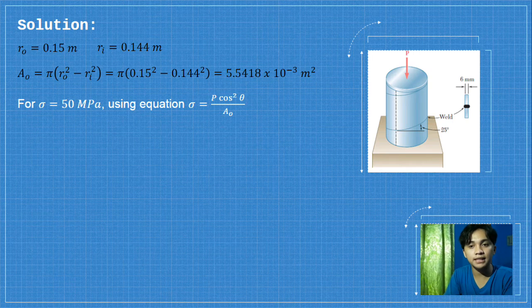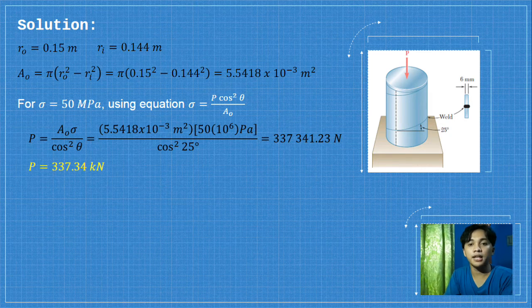For the 50 megapascals allowable normal stress, let's use the equation: normal stress equals the load times cosine squared theta over area. Then, rearranging the equation and substituting the given parameters, the load is 337,341.23 newtons or 337.34 kilonewtons.